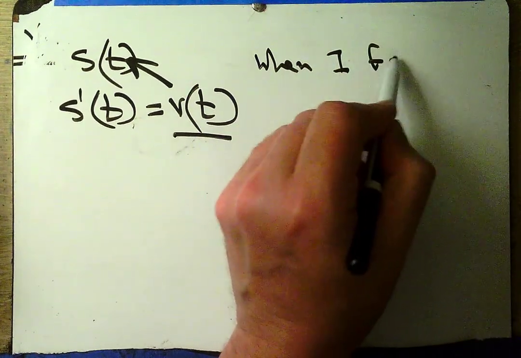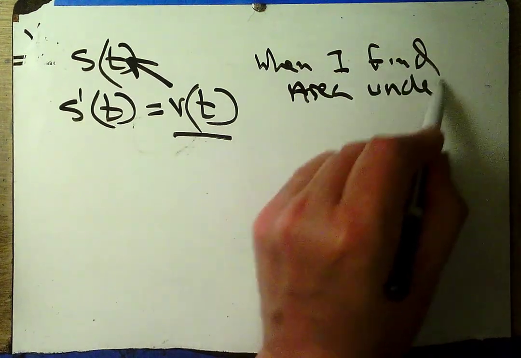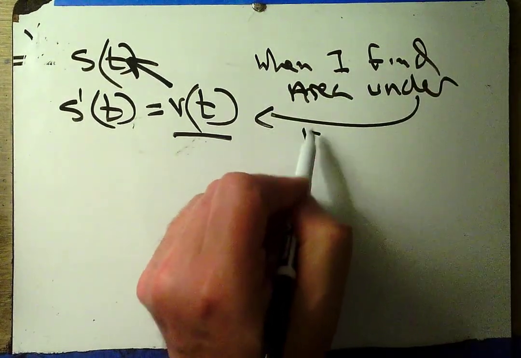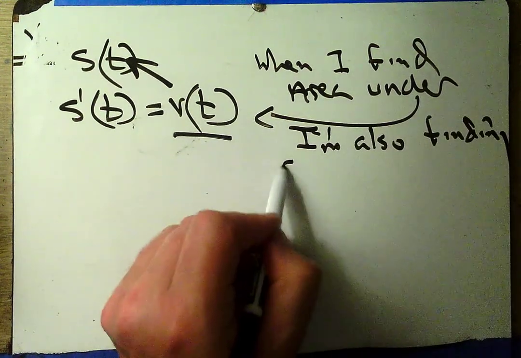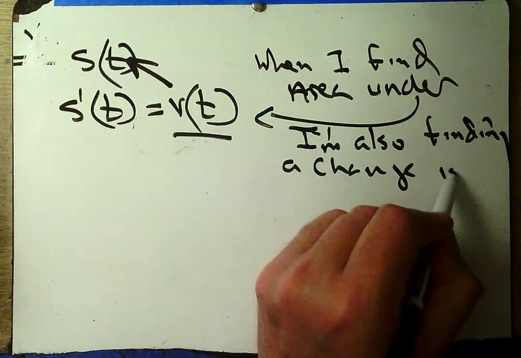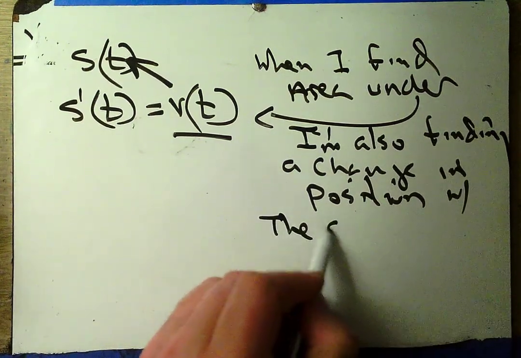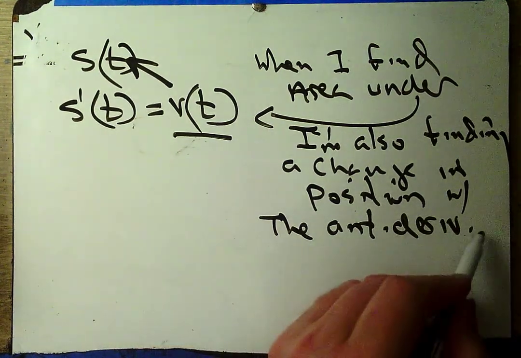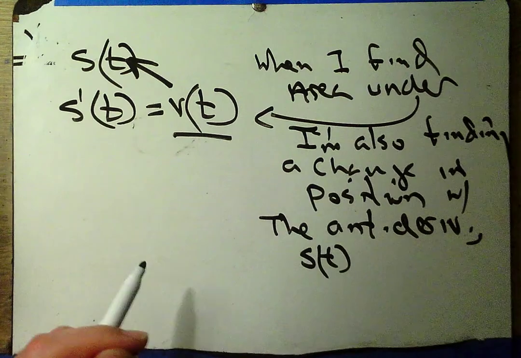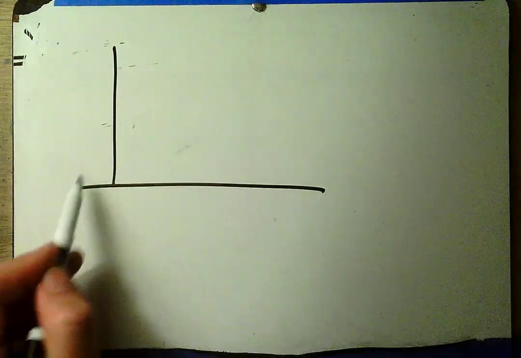I'm going to write that down. When I find area under that curve, I'm also finding a change in position with the antiderivative s of t. That's pretty powerful magic. No, really, it is.